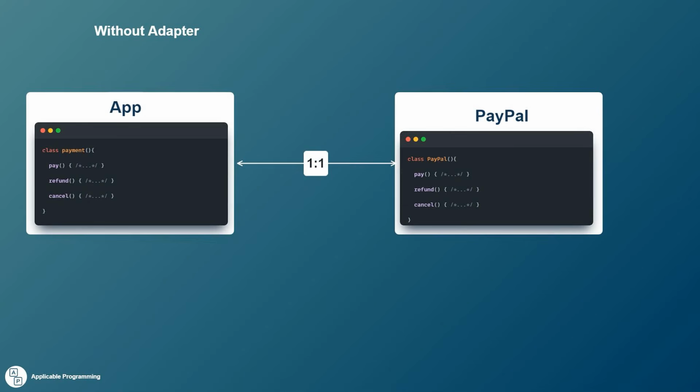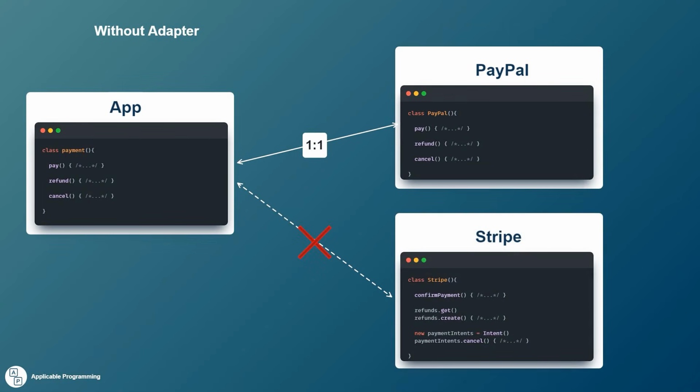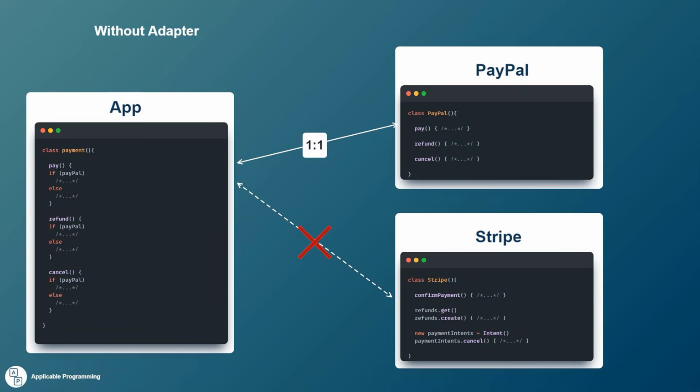However, very soon we need to add a new payment provider, like Stripe, which suddenly has a completely different API interface, which means that we cannot just use it in our application because the interface that we are accustomed to and the interface that Stripe has is completely different. We can adjust our app to support both interfaces by adding a bunch of if-elses in every method, but we can very soon see how this is not very sustainable and practical.